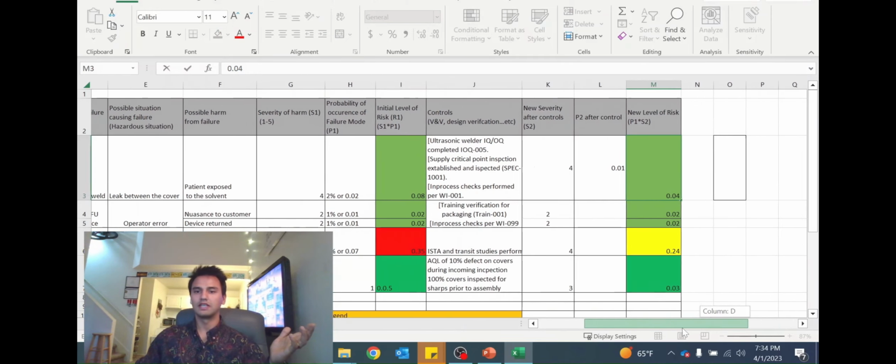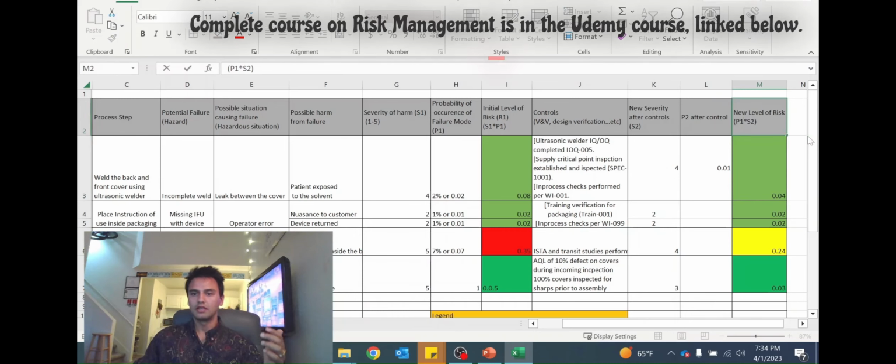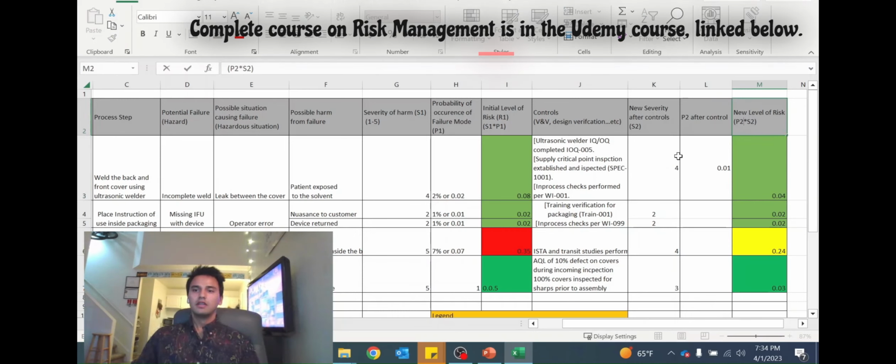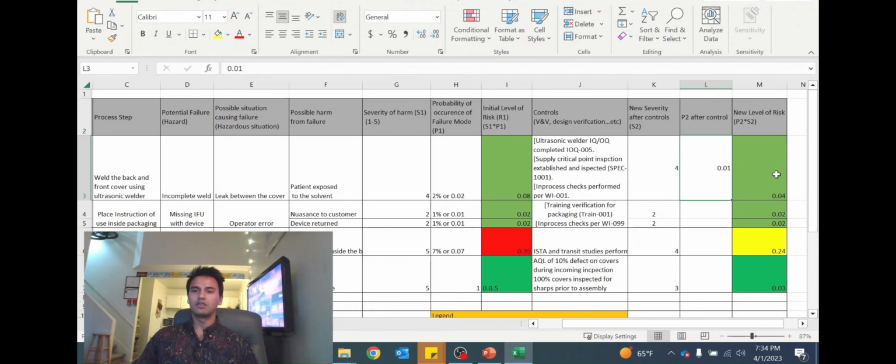We don't get any complaints of this happening. We don't get any non-conformances. We haven't got any defects. So our probability of occurrence P2 decreased. That means P2 times S2 got decreased, right? So that's how you decreased your risk, and that's all it is. That's all you do. It's very simple, right?